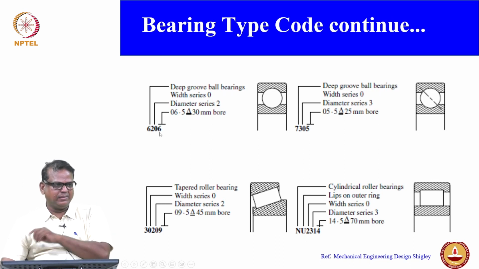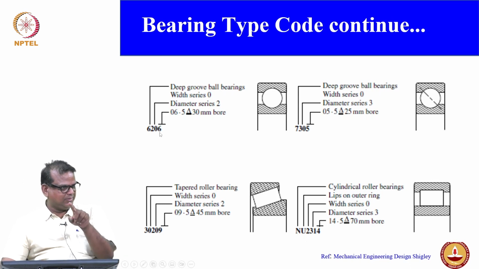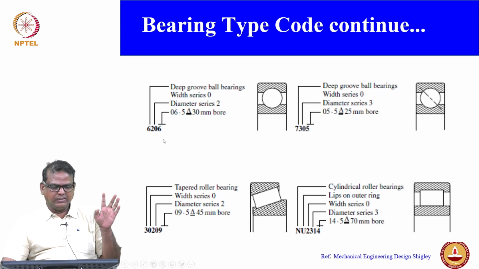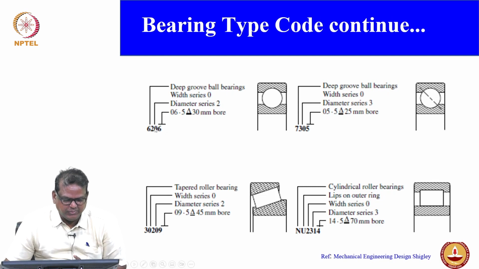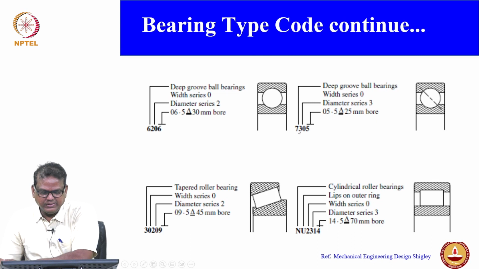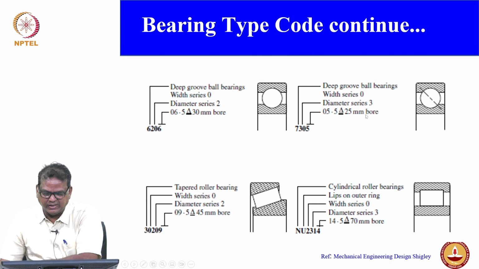when a 6 is there, in a 4-digit code, the last digit should be multiplied by 5. If you multiply 6 into 5, 30, that is your bore diameter. Then the in-between digit talks about the diameter series. Then 6 indicates the type of bearing, deep groove ball bearing. Similarly, if you look at 7305, 5 into 5, 25 should be the bore diameter. This is the diameter series, and 7 is the bearing type.